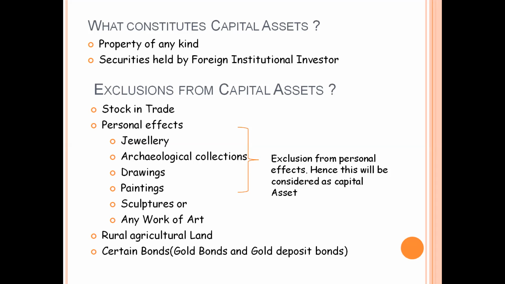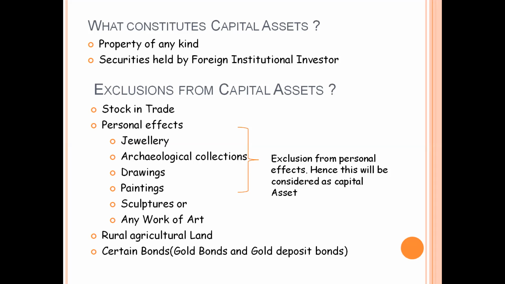So first is stock in trade. Say land and building generally constitutes a capital asset, whereas in the case of a real estate businessperson, it is stock in trade. So stock in trade cannot constitute a capital asset. Second, any personal effect. Anything that is for your personal use cannot constitute a capital asset.